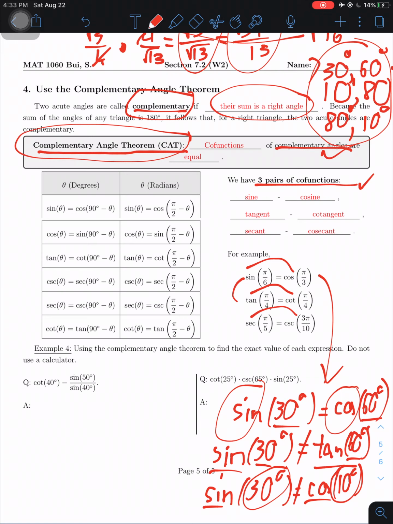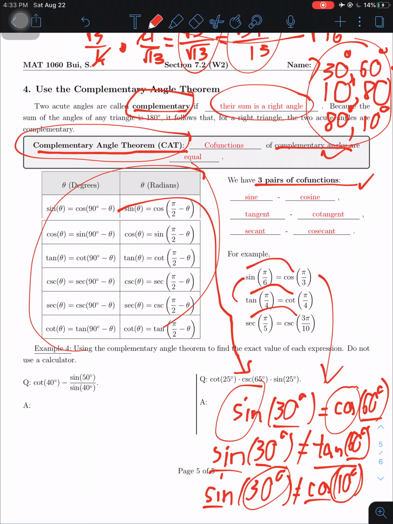This is a table that says what I just said, but with math symbols. The very first box tells you that sine of theta equals cosine of 90 minus theta. For example, if theta is 30, sine of 30 equals cosine of 90 minus 30, which is 60. Similarly, the same process applies to the other boxes.